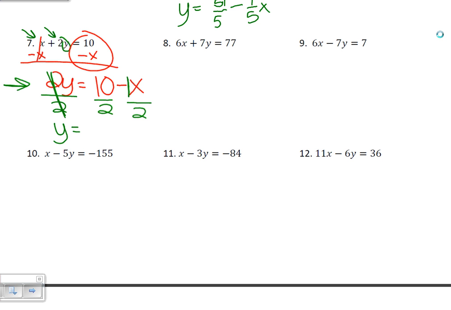And I'm just going through and simplifying. 10 divided by 2 is 5. Minus 1 divided by 2 is a decimal, so we're going to leave it a fraction. 1/2 x.